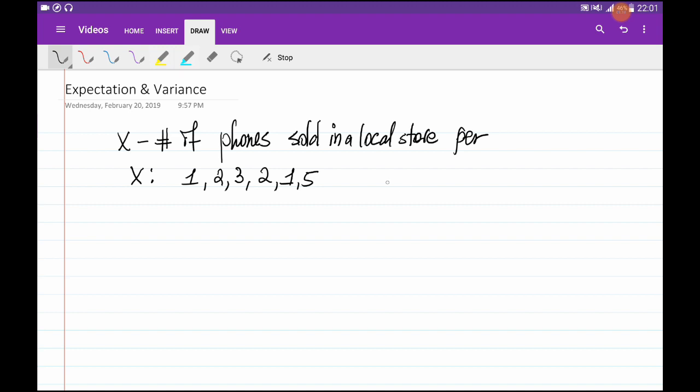So basically the mean, or what I call the expectation of this random variable x, is the sum of all the values, all the outputs of this x, divided by the n. So this will be 1 plus 2 plus 3 plus 2 plus 1 plus 5 over 6.